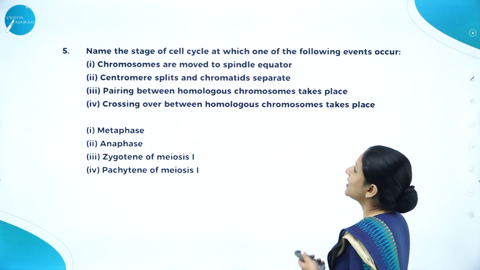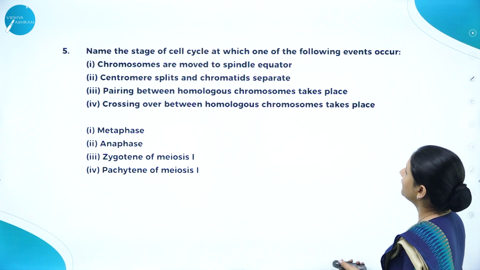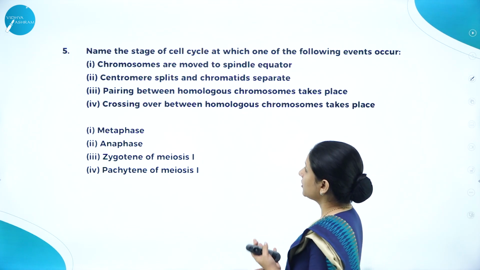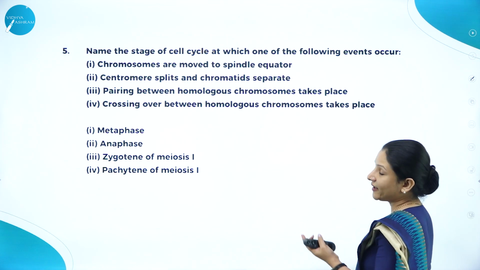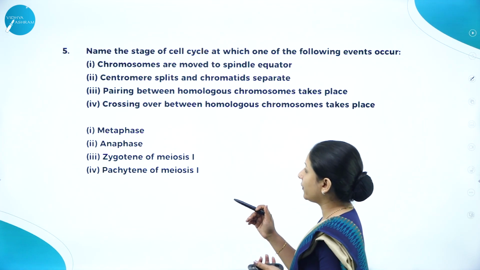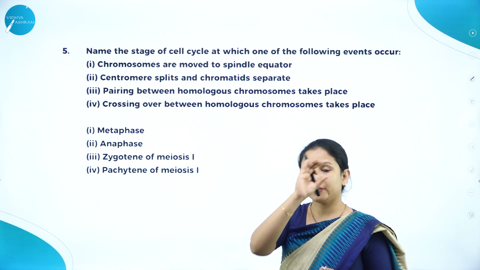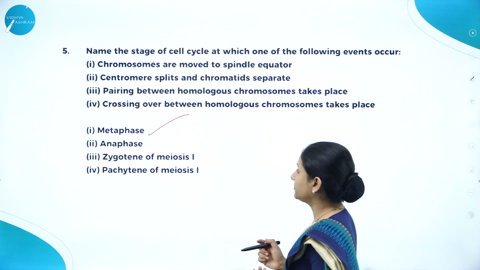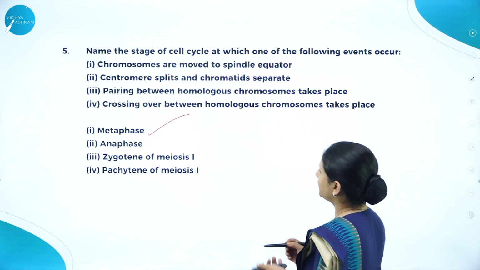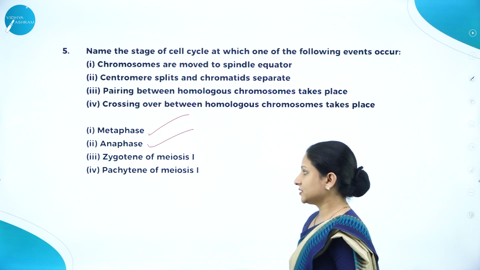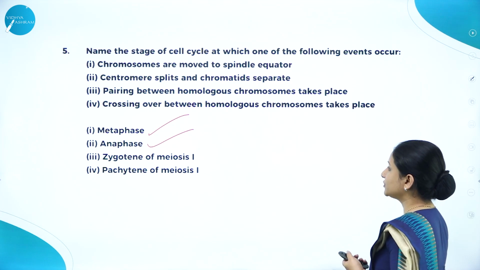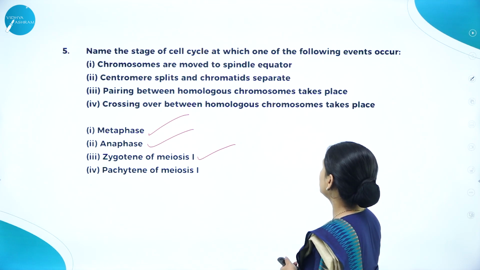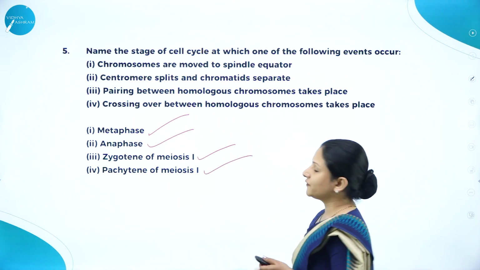Moving further: name the stage of the cell cycle at which one of the following events occurs. So they have given a number of questions here. Questions like this can also be asked. Where do chromosomes move to the spindle equator? Whenever the word equator comes, we can say metaphase, because chromosomes move towards the metaphase plate. Next, the centromere splits and chromatids separate. It occurs in the anaphase. Next, pairing between homologous chromosomes will start in zygotene of meiosis 1. Next, crossing over between homologous chromosomes will take place in pachytene of meiosis 1.